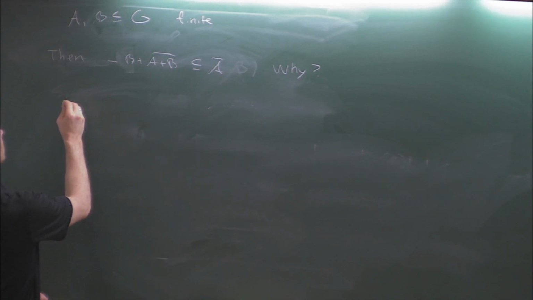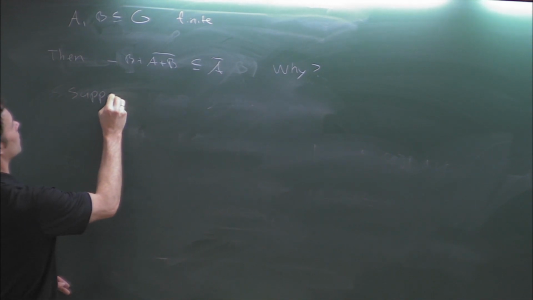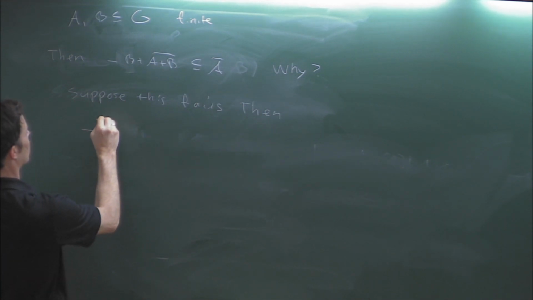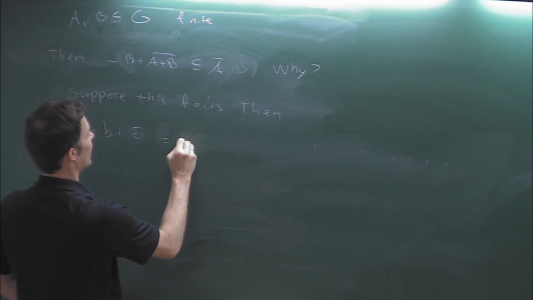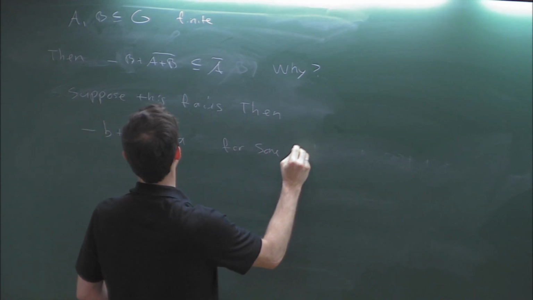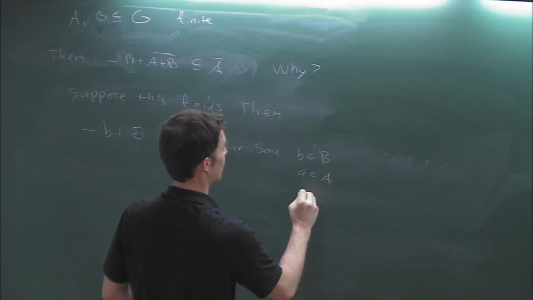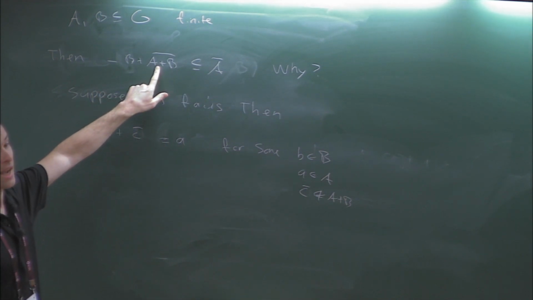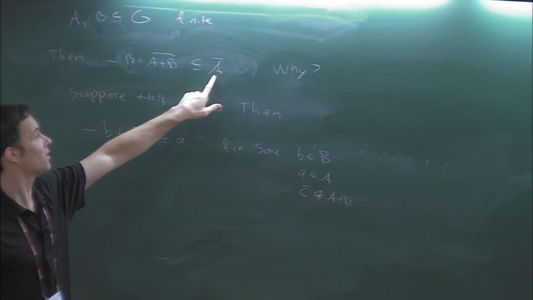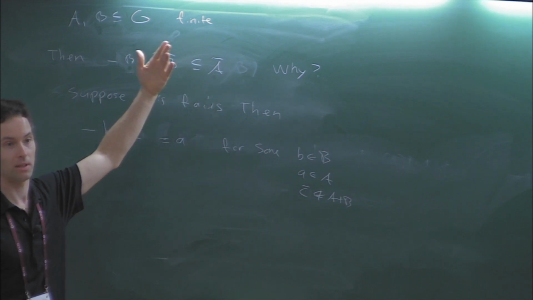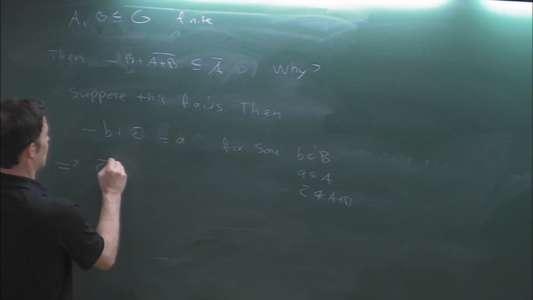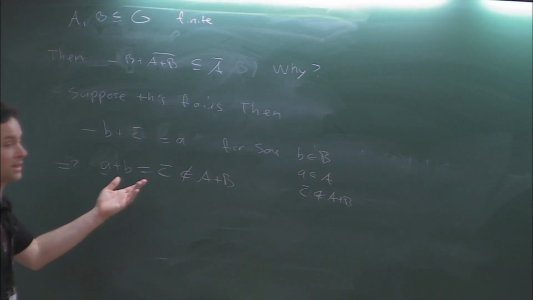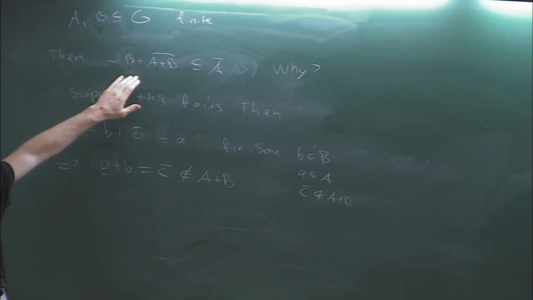Well, let's suppose this fails. Then negative b plus c bar has to equal a for some b inside B, a inside A, and c bar not inside A plus B. Right? Because we have an element here that's from B, something that's not inside A plus B. If this equality fails, then it must be inside A, because it's the complement. If it's not inside the complement, it has to be in A. And this, of course, means that a plus b equals c bar, not inside A plus B. That's impossible, because a is inside A, b is inside B. So this always holds.